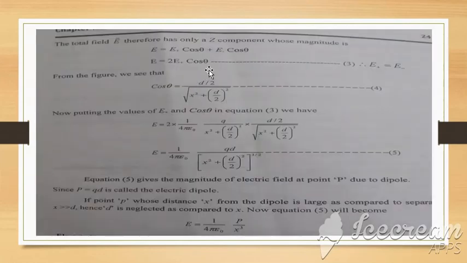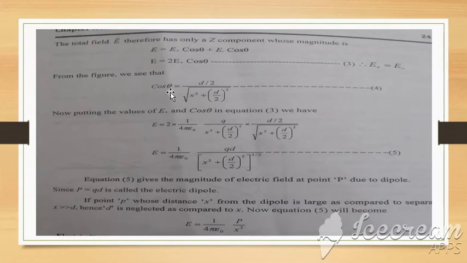Here the total electric field therefore has only a z component. Along the z axis these are reinforcing each other. E is equal to E positive cos theta plus E negative cos theta. So the total electric field E is equal to 2E plus cos theta. Cos theta is equal to base over hypotenuse. Base is d by 2 and hypotenuse is under root x square plus d by 2 whole square.